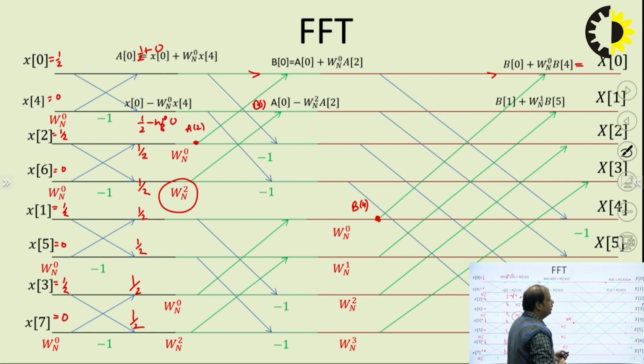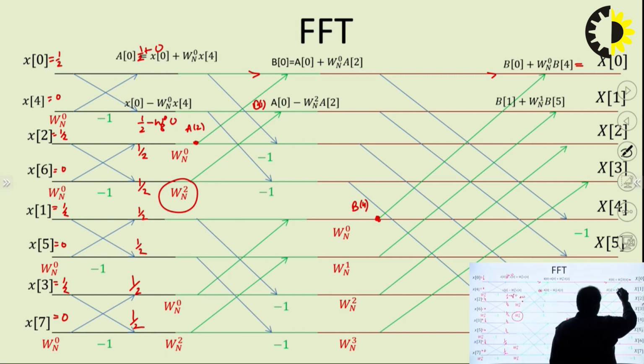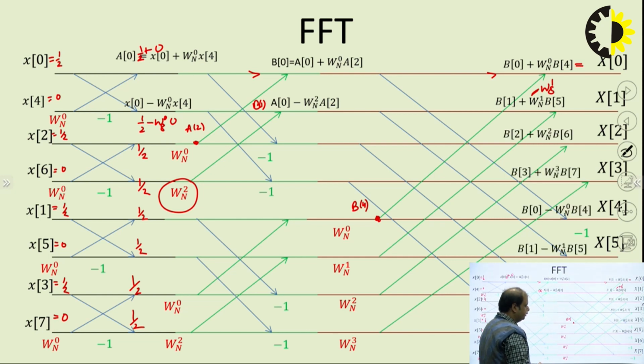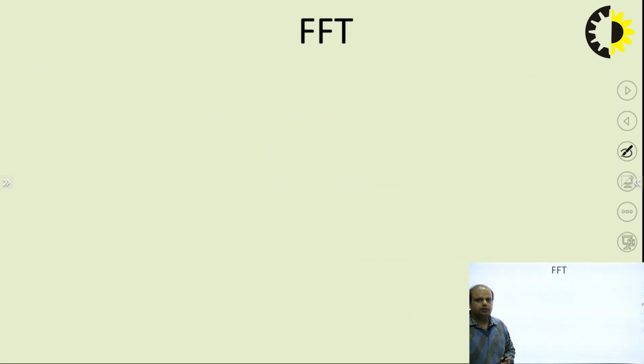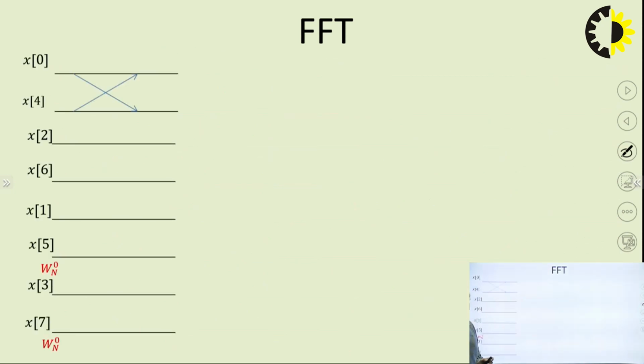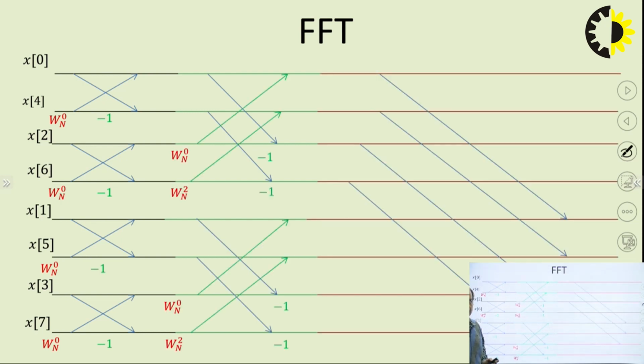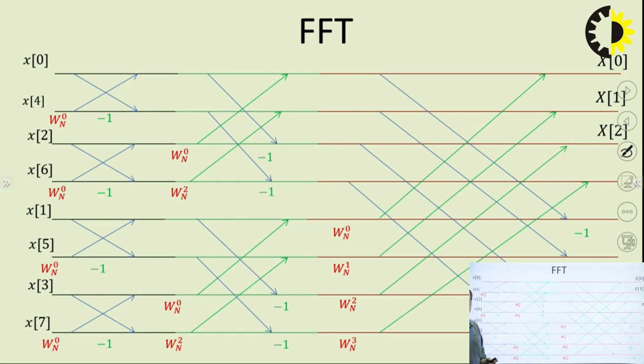Wn raised to the power 1 means W8 raised to the power 1 basically. Okay, so in this manner we can calculate all the remaining points, and we can go on and obtain the values of x of 0. So for illustration purposes, this is the construction for obtaining the DFT that we have seen.